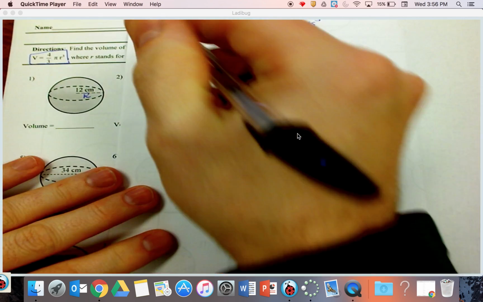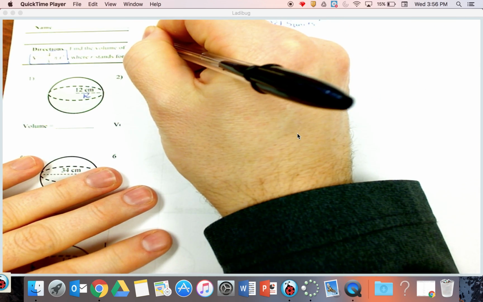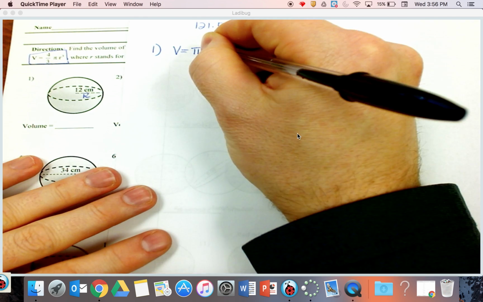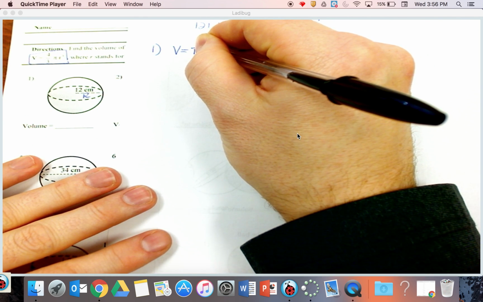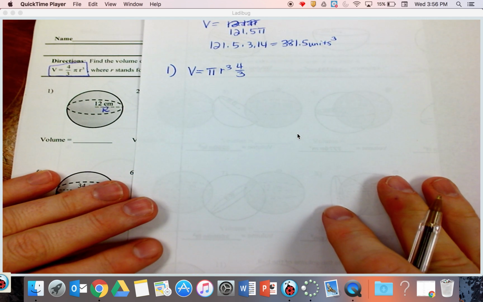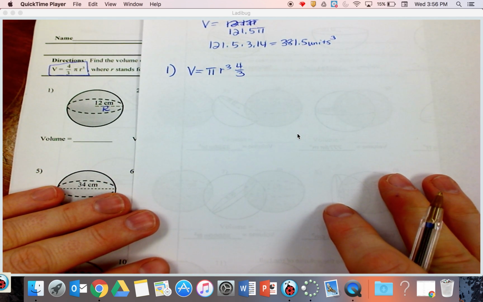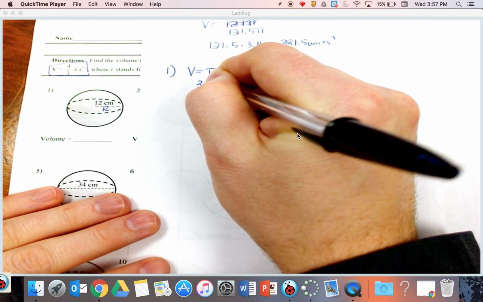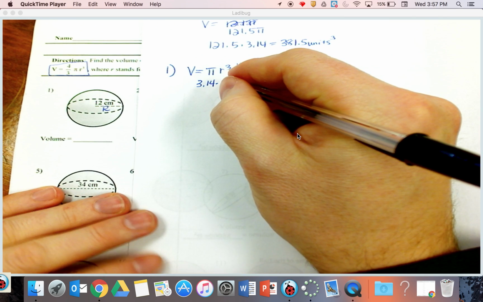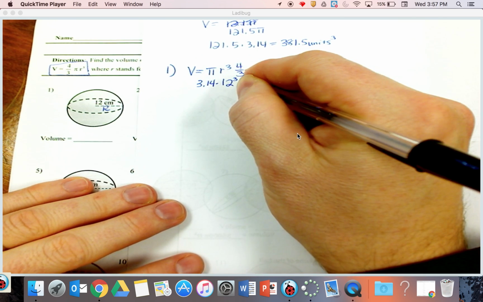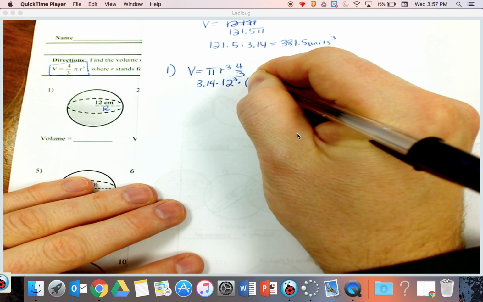If I want to work that one out, and we're not going to put it in pi terms, I'm just going to work it out as volume equals pi times the radius cubed times 4/3. Okay, so I'm ready to plug in what I know. I know that pi is 3.14. I know that the radius is given to me as 12 because it's halfway across, and I have to cube it. And I know I need to multiply that by 4/3.